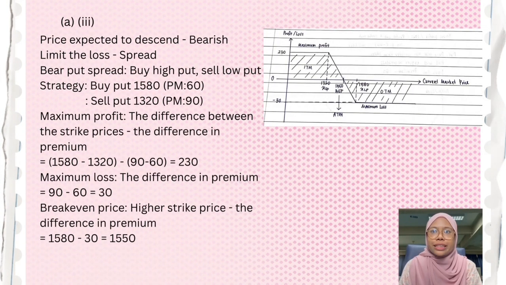Third answer is price expected to descend. So we choose bearish, and the limit the loss is spread. So we choose bear put spread, which is buy high put and sell low put. So the calculation of the maximum profit is we get 230, and the maximum loss is we get 30, and the break even price is we get 1550. So this is the graph that I've done for the bear put spread.